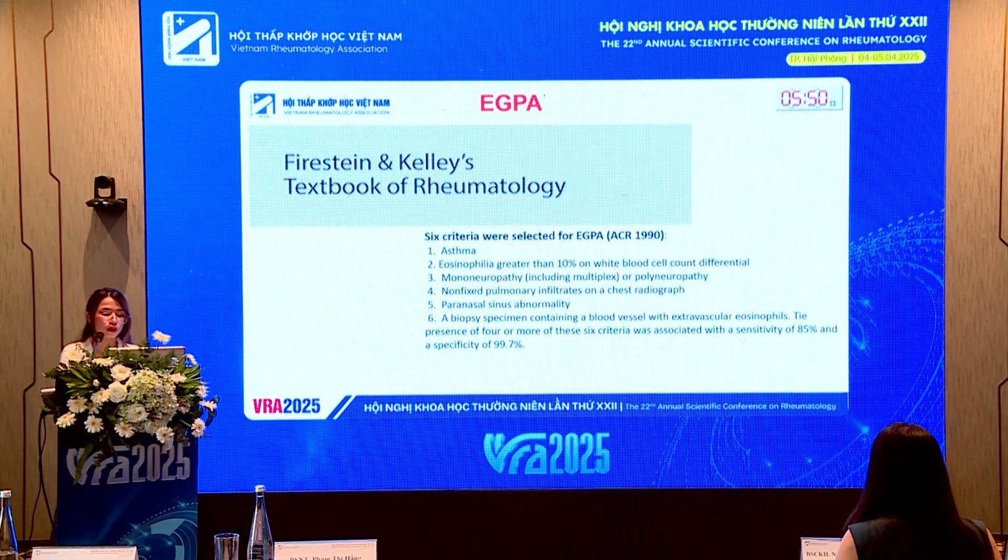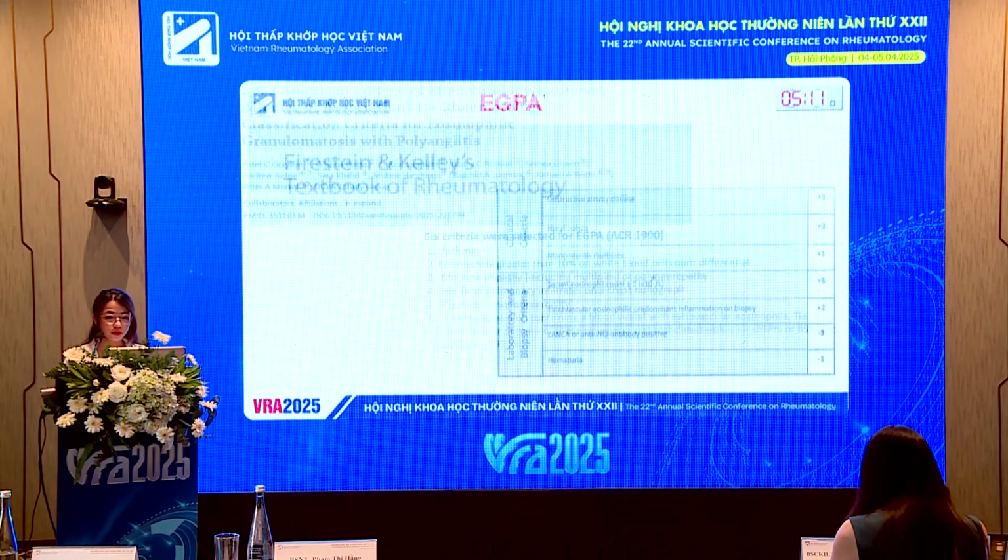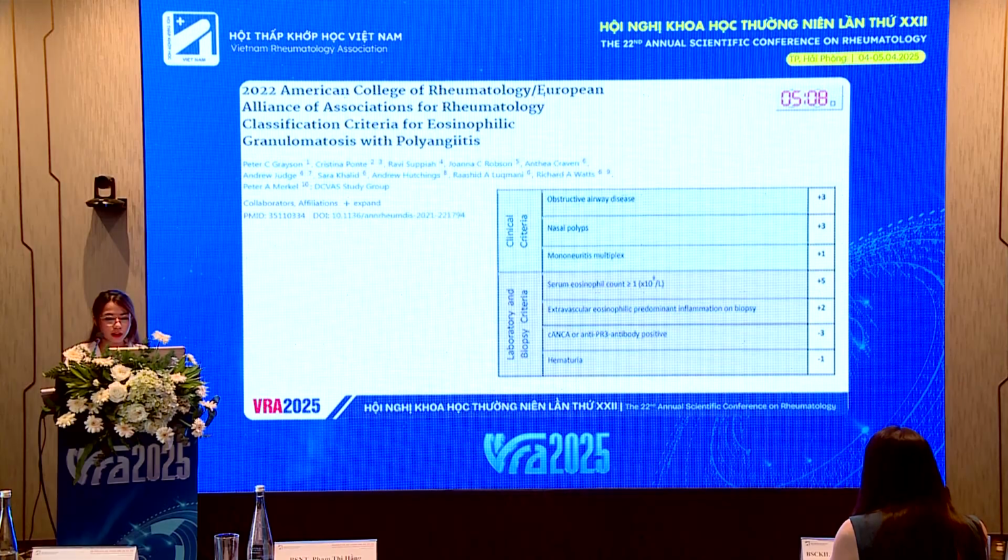No test can confirm EGPA. In 1990, ACR published classification criteria for EGPA to identify the condition, including 6 criteria. The presence of 4 or more of these 6 criteria was associated with a sensitivity of 85% and a specificity of 99.7%. However, it has not been widely recognized, and beyond this, in 2022 ACR and EULAR introduced the new EGPA classification criteria, which include 2 parts: clinical criteria and laboratory and biopsy criteria. A score of more than or equal to 6 is needed for classification of EGPA.